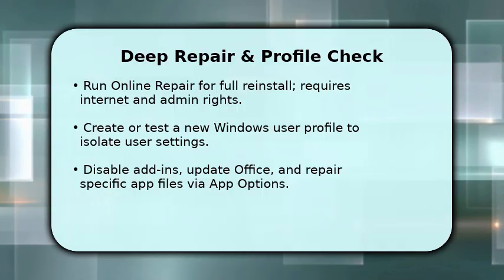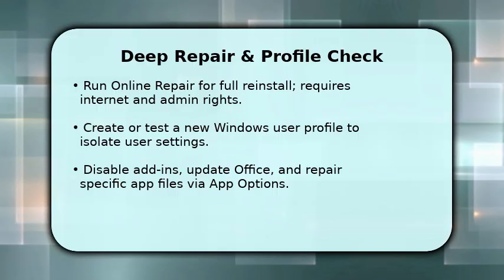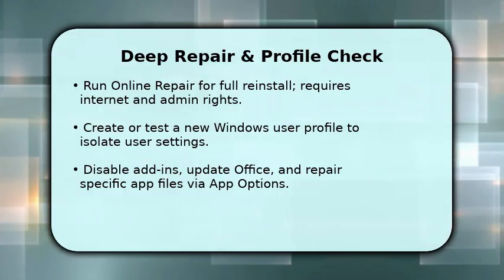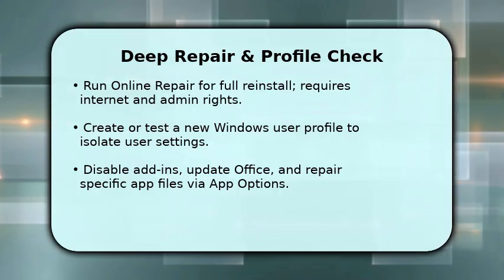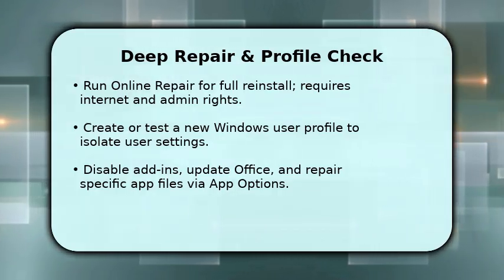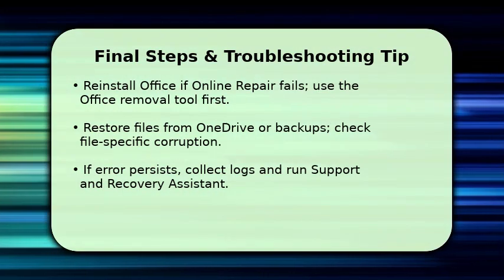If problems persist, create a new Windows user or test a different profile to isolate corrupted user settings. Also check each Office app's options resources for targeted repairs and install the latest updates. To finish, reinstall Office only after running the official removal tool to clear residual files, then reinstall and activate.